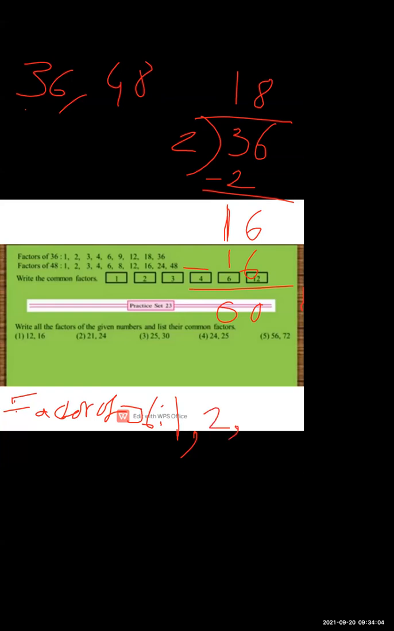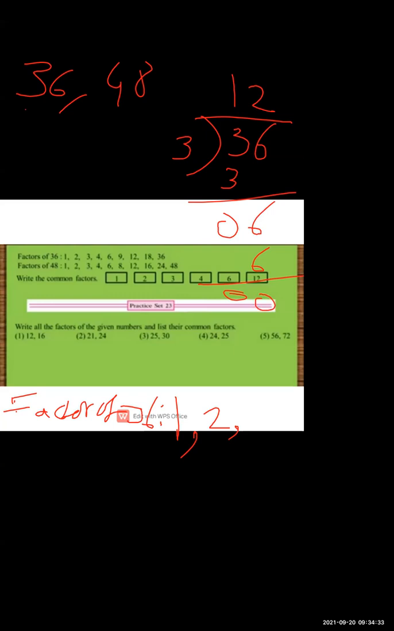Next 3. In the 3 table, is 36 going? Let's see. 3 ones are 3. 0 and 6 we will take downside. 3 twos are 6. Again 0. It means 3 also is a factor of 36. So we will write here 3.